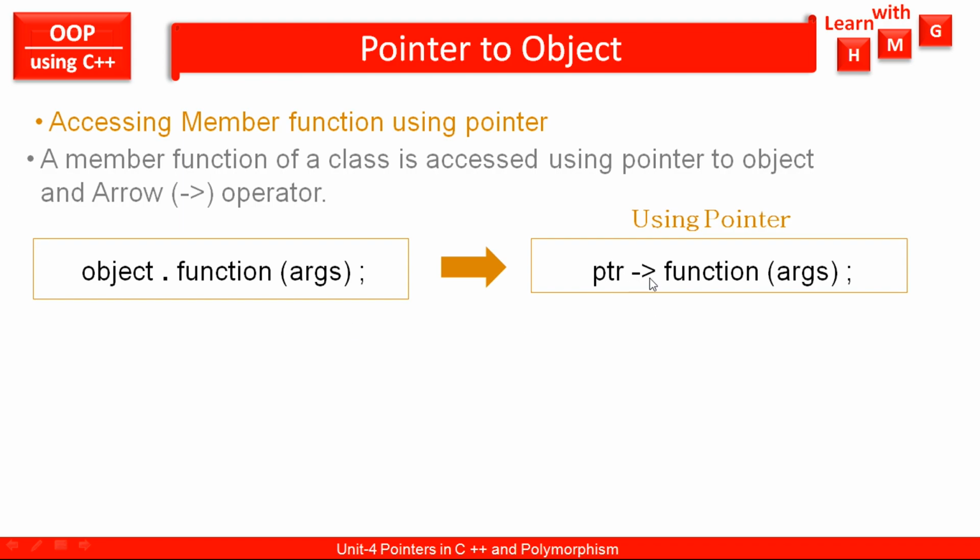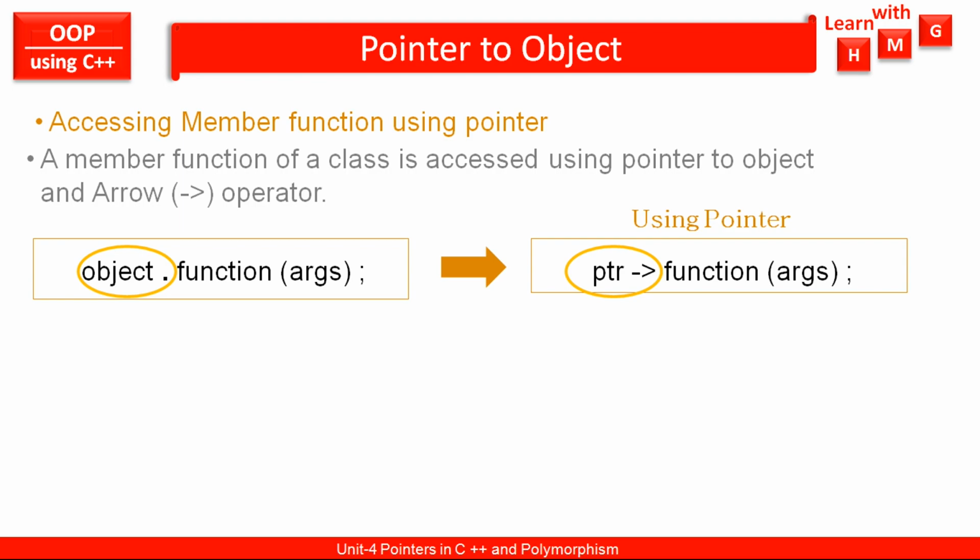So if you compare these two syntaxes, the left side is using object and dot operator, and the same thing you can do using pointer and arrow operator. So like this, the object is replaced by the pointer and the dot operator is replaced with the arrow operator. Rest of the things are the same. Call a member function or access a member function using pointer to object. Let us see the example of both syntaxes.